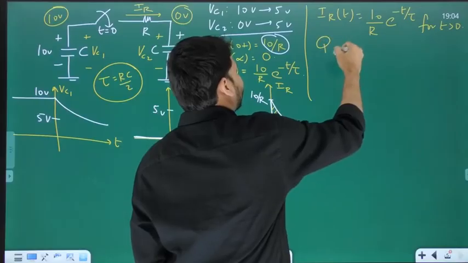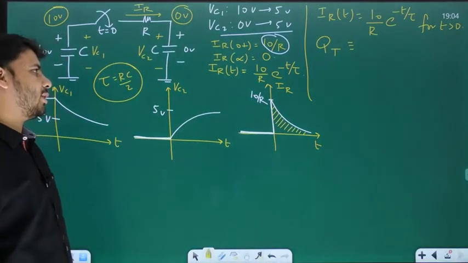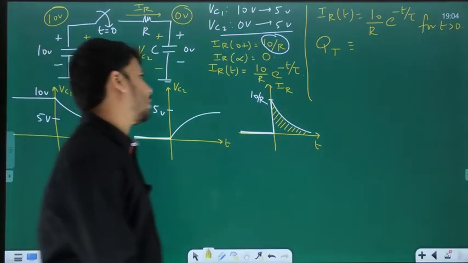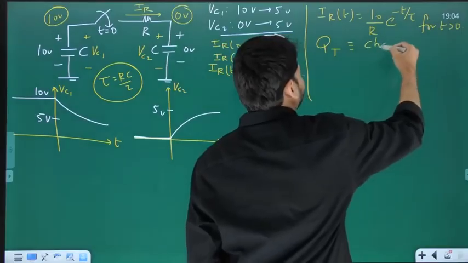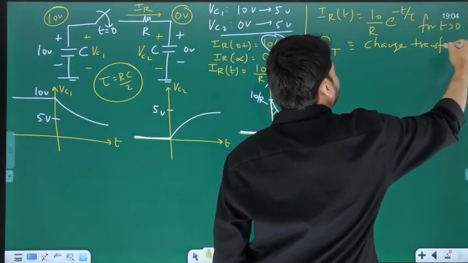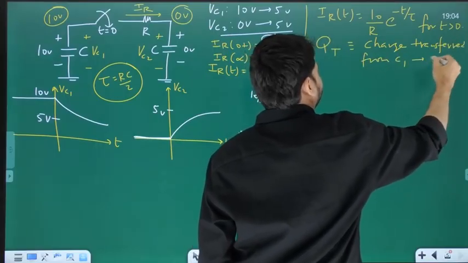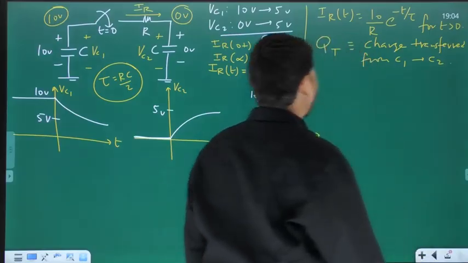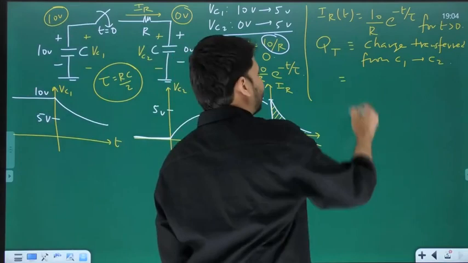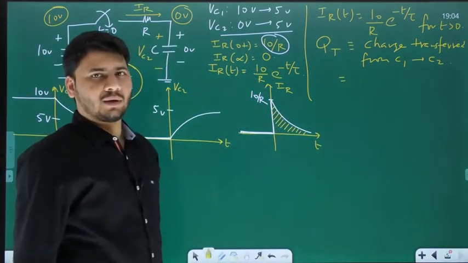Let me call that QT. So what is this Q sub T? It is the total charge that is transferred from C1 to C2. Okay, so QT denotes the charge transferred from C1 to C2. And what is QT given by? It is simply the integral of the current, or the area under this current waveform.